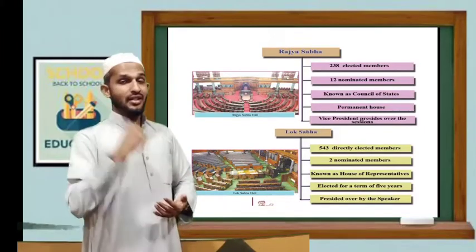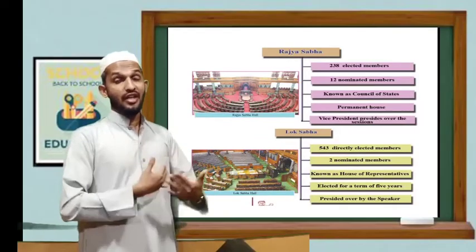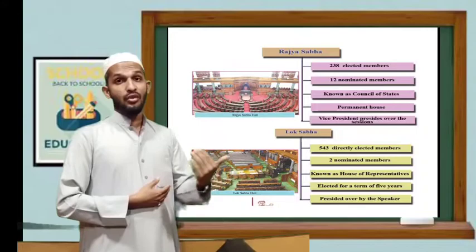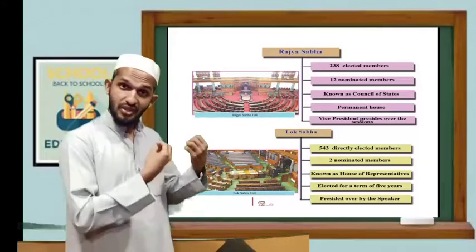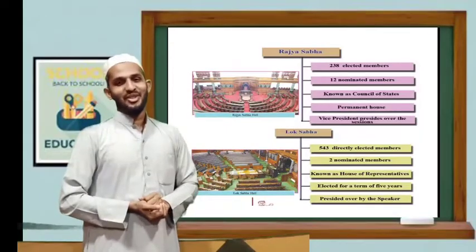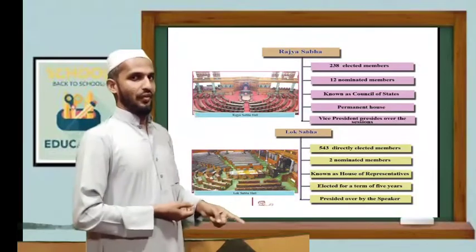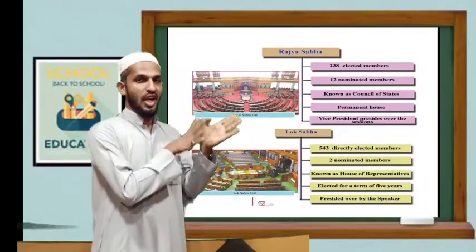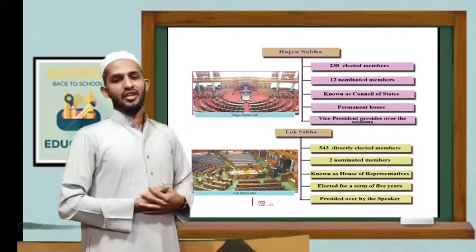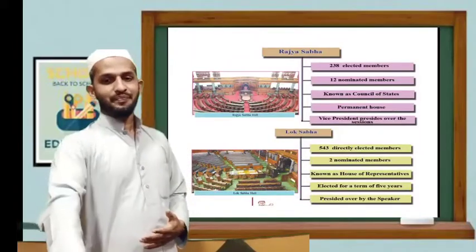Okay. And the next one is Lok Sabha. Lok Sabha consists of 543 directly elected members and 2 nominated members, and is known as the House of Representatives because they are representing the people. They are elected directly to the parliament. And this is elected for a period of 5 years. That means every 5 years the Lok Sabha will be dissolved. Every 5 years the Lok Sabha is dissolved and a new house comes. And the Lok Sabha is controlled by the speaker.